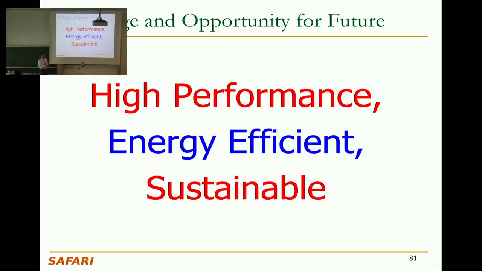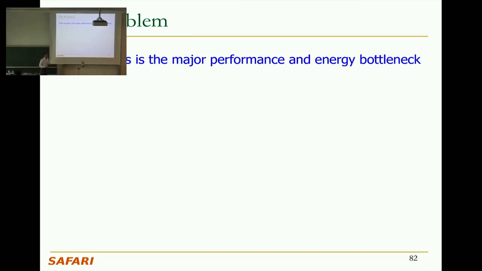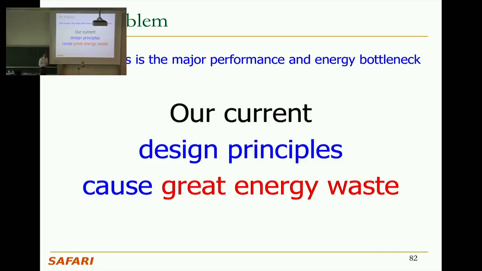Clearly, there's a problem. Data access is the major performance and energy bottleneck in systems today. But the huge problem is our current design principles cause great energy waste. We're moving data all over the systems. And also, they cause great performance loss. I put this in parentheses because we actually try very, very hard to overcome this performance loss.